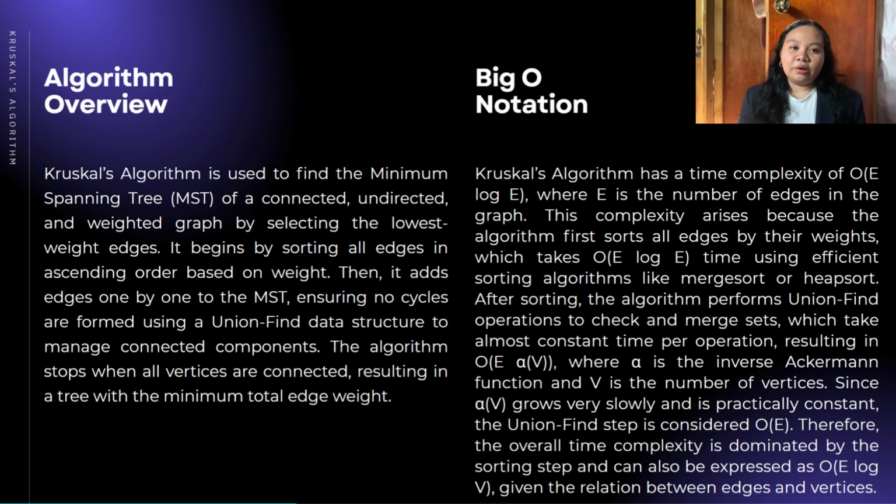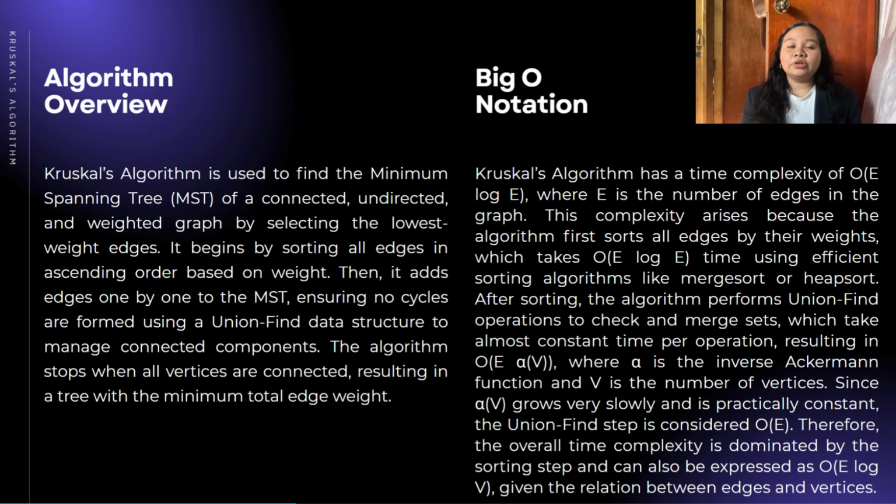So now, we're going to the algorithm overview. Kruskal's algorithm is used to find the minimum spanning tree of a connected, undirected, and weighted graph by selecting the lowest weight edges. It begins by sorting all edges in ascending order based on weight. Then, it adds edges one by one to the MST, ensuring no cycles are formed using a union-find data structure to manage connected components.